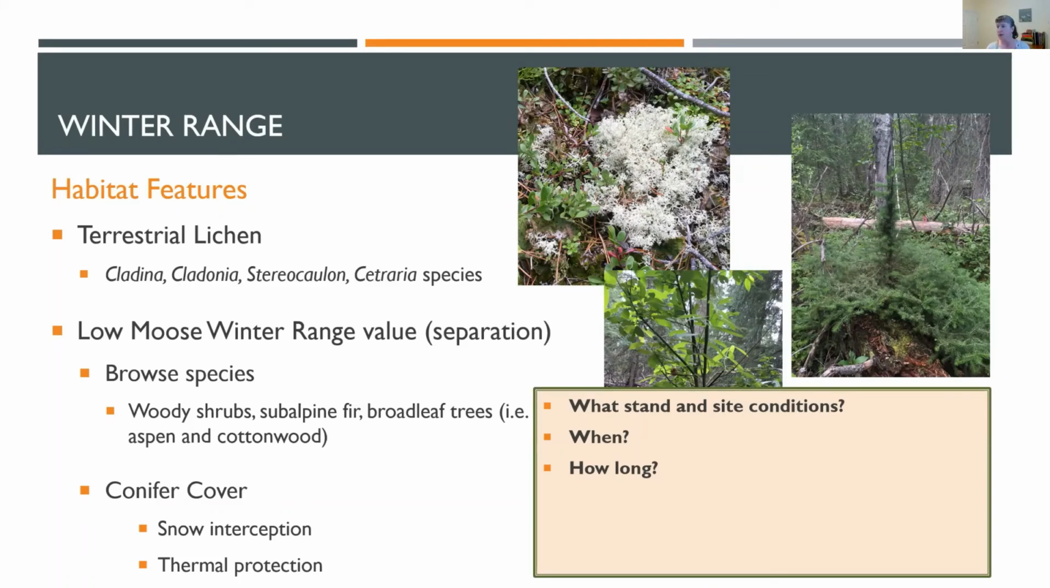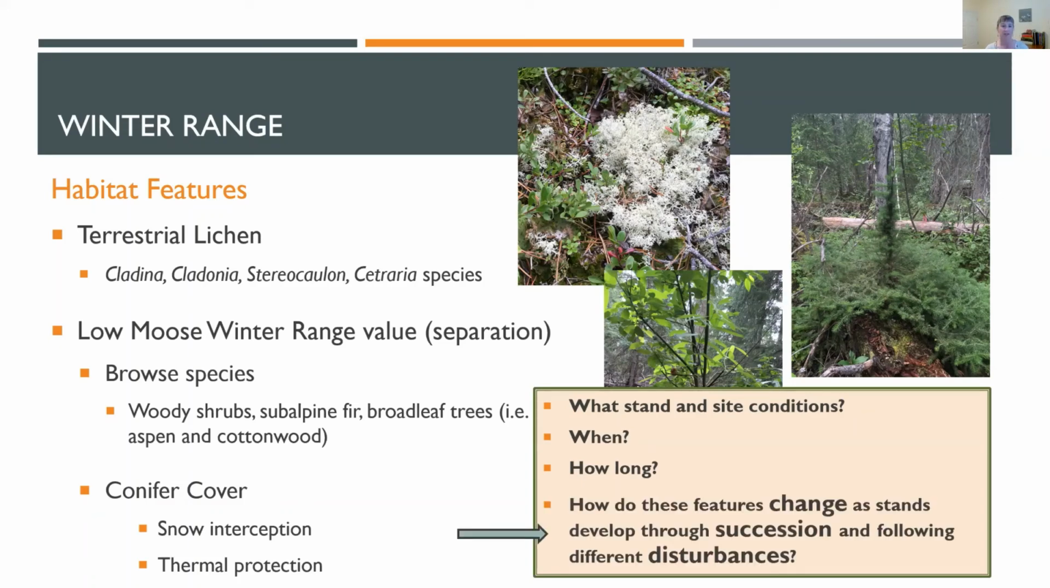So we know what habitat features are most important for caribou for their winter range. But when we're looking at a stand that's been highly disturbed, which stands still contain those habitat features? And if they don't because they've been disturbed, what stands and sites will in the future provide those habitat features? How long will it take for them to develop? And how long will they be sustained once they're developed within the stand? And then the overarching question is, how do these features change as stands develop through succession and following different disturbances?